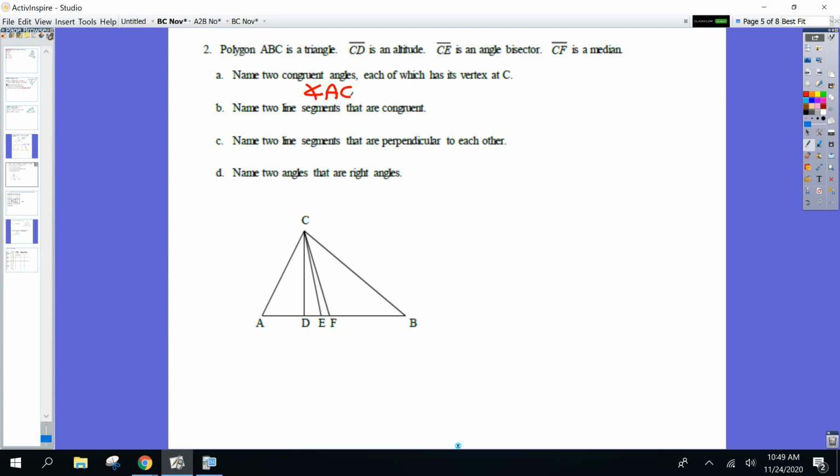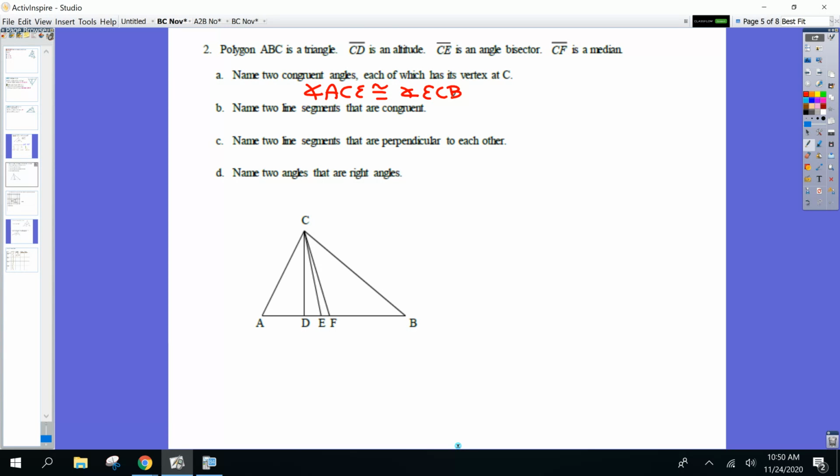ACE congruent to ECB. Now, some of you may not have named them like Sophia did, and that's fine as long as we're talking about the same angles. Maybe you did ECA and BCE, that's fine, as long as we're talking about the same angles. Good, Sophia.